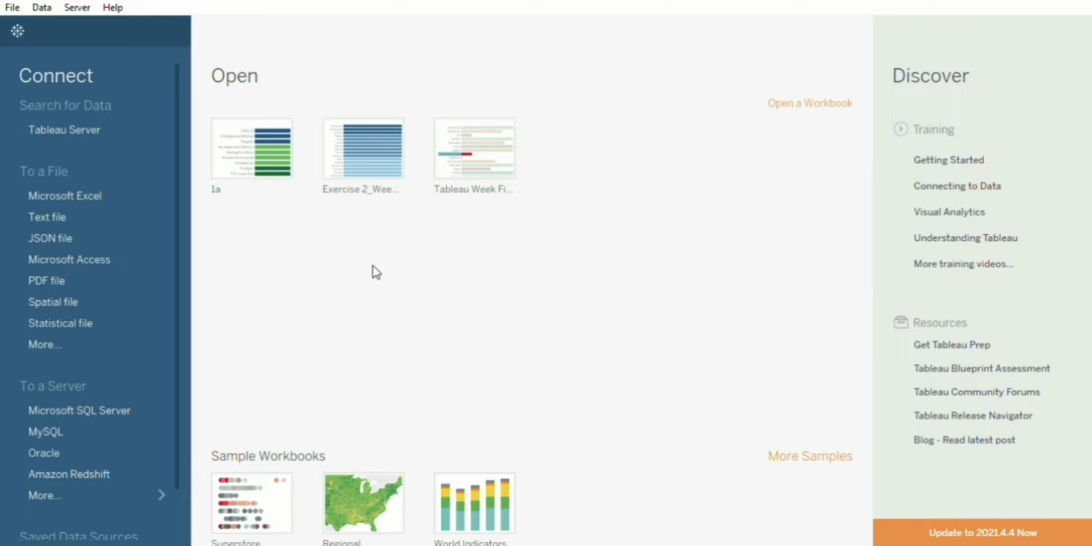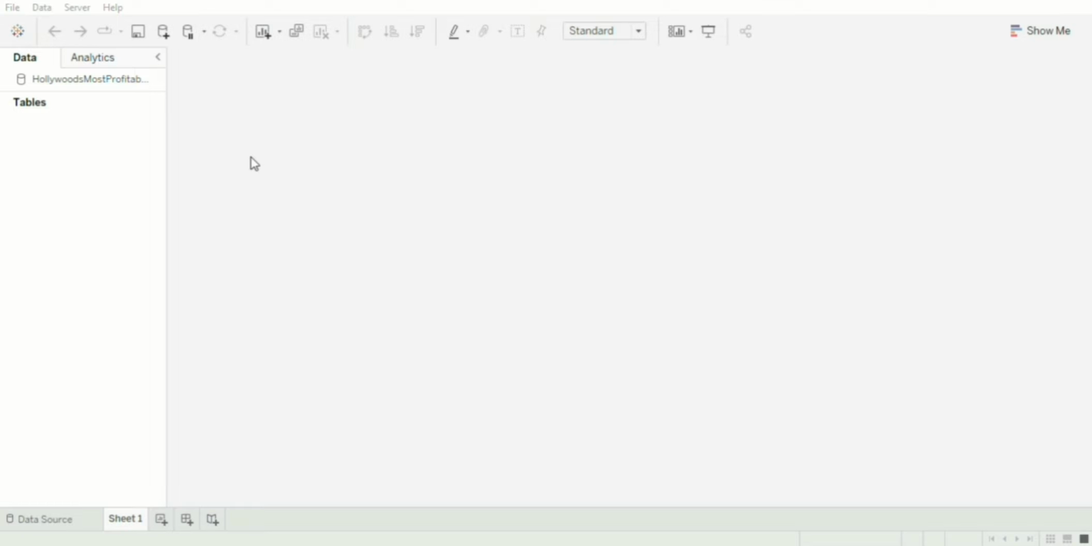Today I want to analyze the data using Tableau. First of all, I am using the data about Hollywood's Most Profitable Story. So this is the data that I already made. Let's open the workbook.